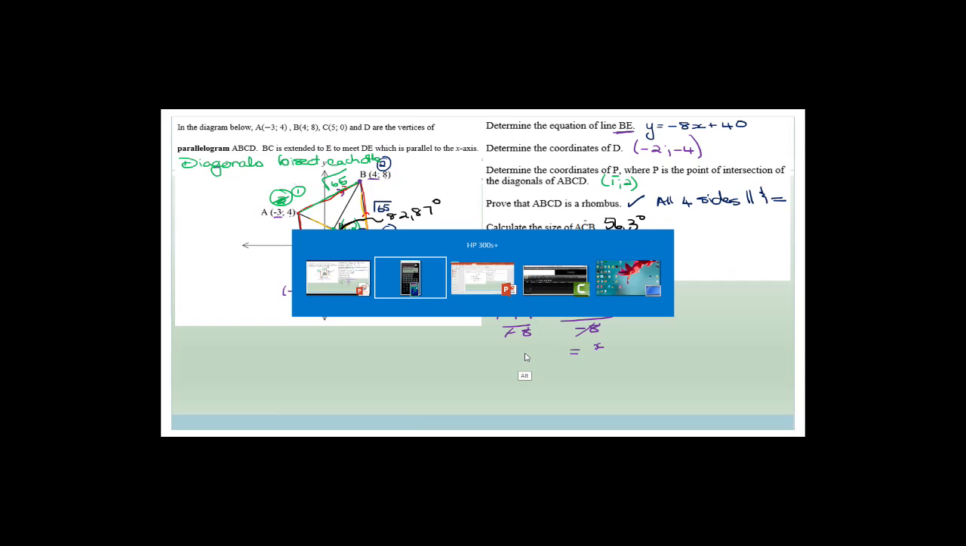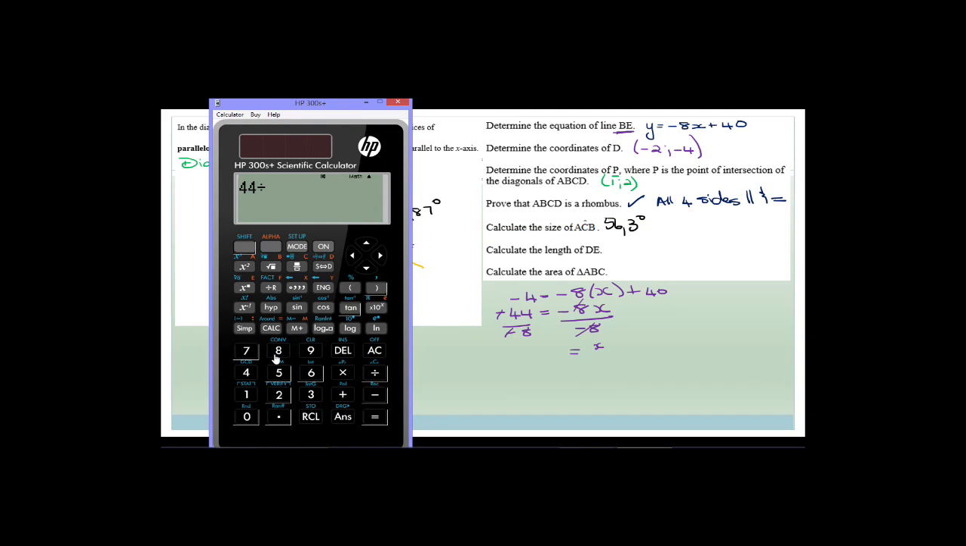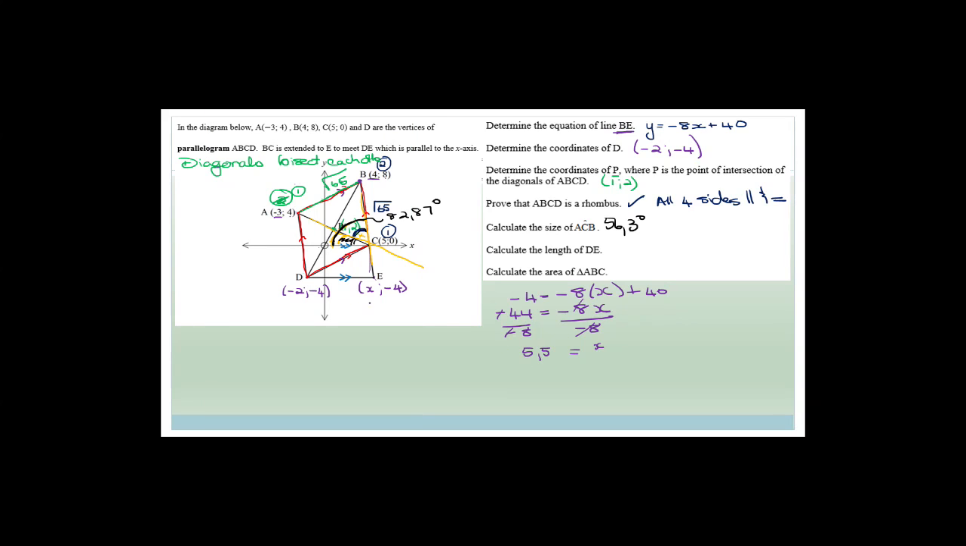But we can substitute y equals minus 4 into the equation of the line BE and find this x value. Do you agree? So we can say minus 4 is equal to minus 8 times x plus 40. So if we take it across, we've got minus 44 is minus 8x. And then we can divide both sides by minus 8, and we've got 44 divided by 8. If we get out our calculators, 44 divided by 8 is going to be 5.5. So therefore, x is 5.5.